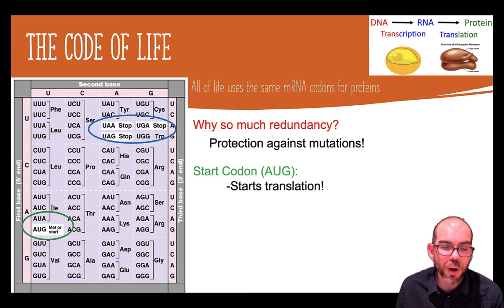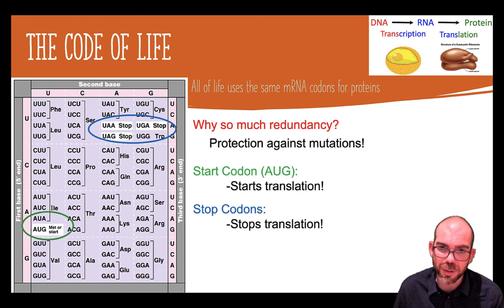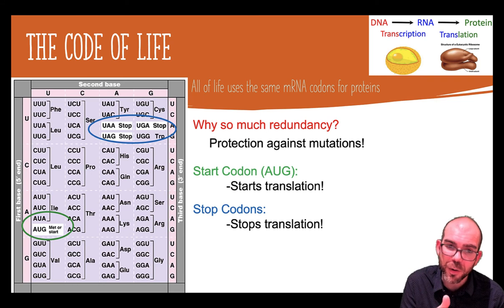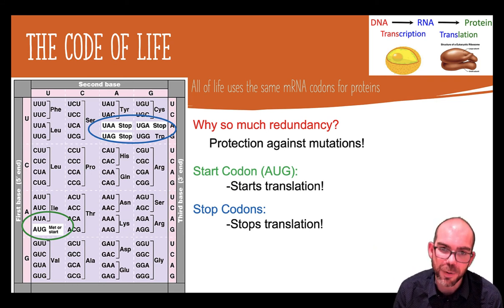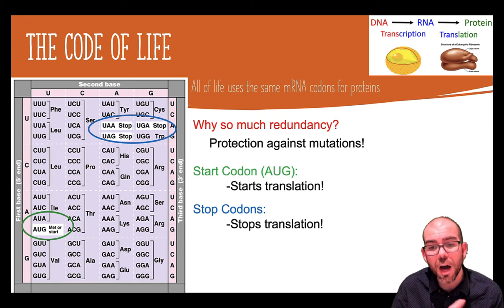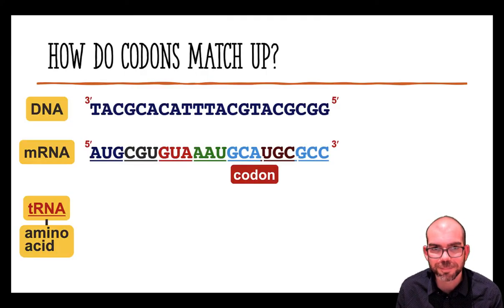There are also 3 codons that operate as a stop codon. These stop translation. The ribosome is going to start with the start codon, read in triplets, and then stop whenever it hits a stop codon. Please know that the start codon does code for an amino acid, methionine, whereas the stop codons do not code for any amino acid. So how are we going to match up these codons?